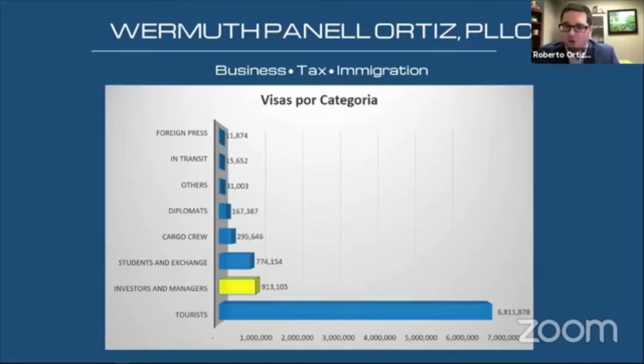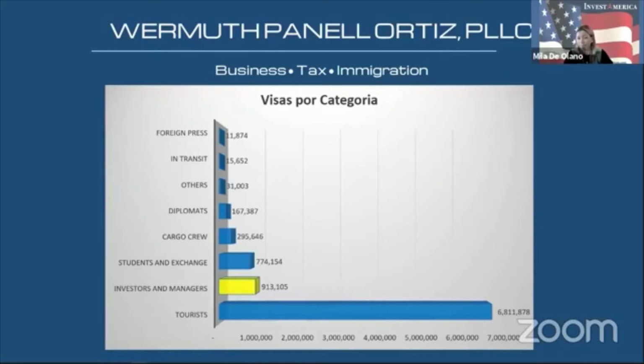So also, it's an investment that is going to bring money to you, and it's also going to create employment, which is beneficial to the economy of the US. That's very interesting. If you see right here, the popularity of the E2 visa is right behind the tourist visa. So it's a very big number of investors coming to the United States today.